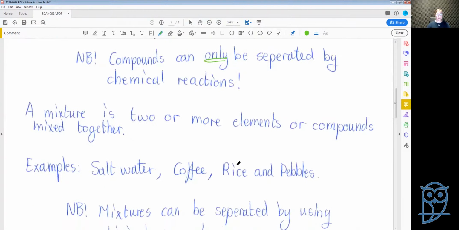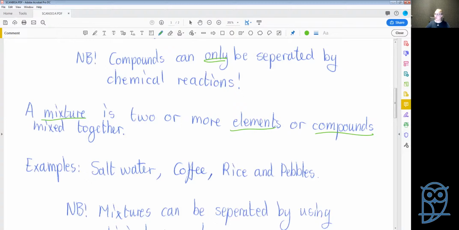Okay, so a mixture is two or more elements or compounds mixed together. So here are examples. Salt water. Here we've got some salt and some water. So this is two compounds mixed together. We've got coffee. We can mix rice and pebbles. It doesn't necessarily need to be something that is homogeneous.